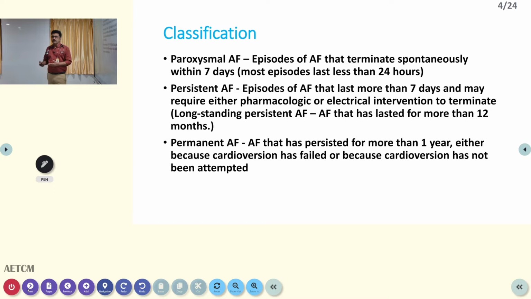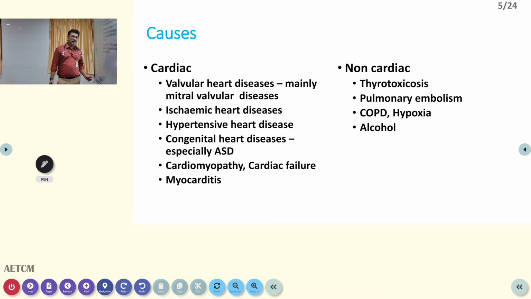Permanent AF is when the patient has had atrial fibrillation for a very long time. You might have controlled the rate with beta blocker or diltiazem or some other means. You are controlling the heart rate. The patient is stable, but still the rhythm is irregular, but in a controlled manner. This is more than 1 year. So there is a classification.